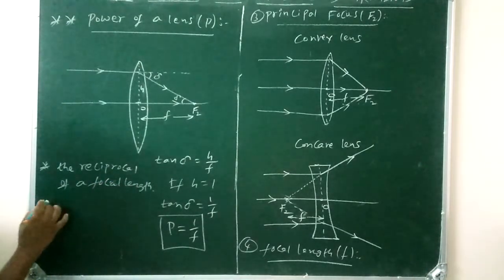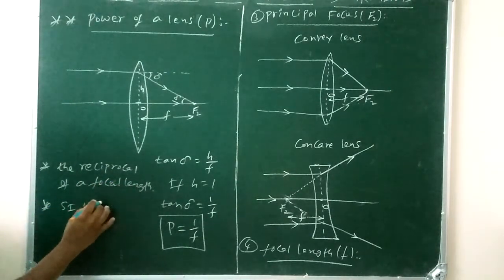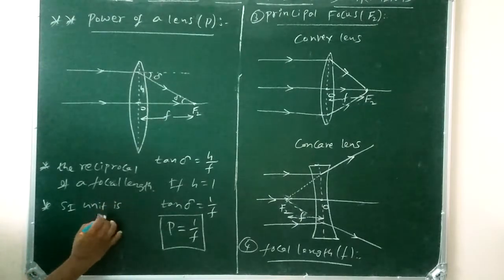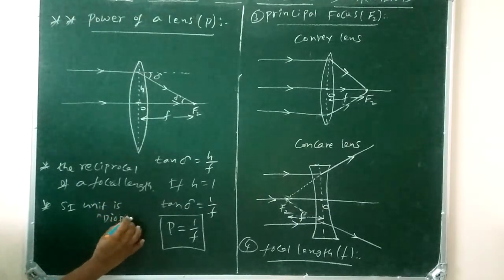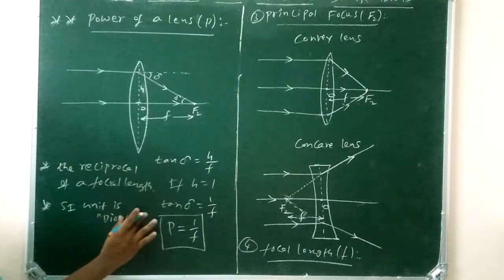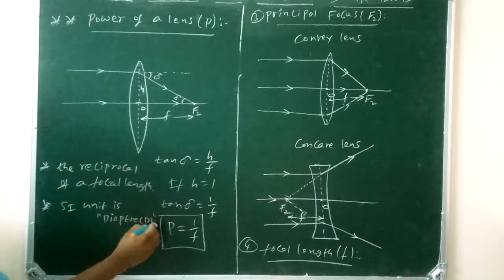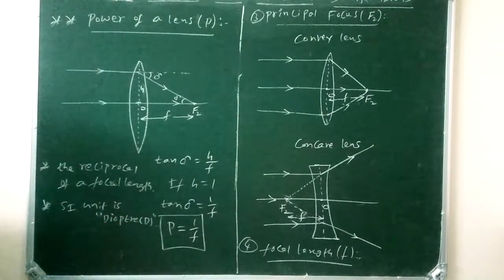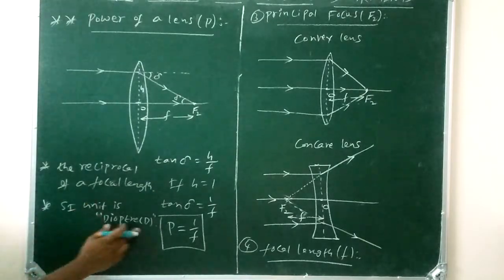The SI unit for power of a lens is the diopter. It is very important. Diopter is indicated with capital D. The unit is very important, also the definition and unit. SI unit is diopter, D.